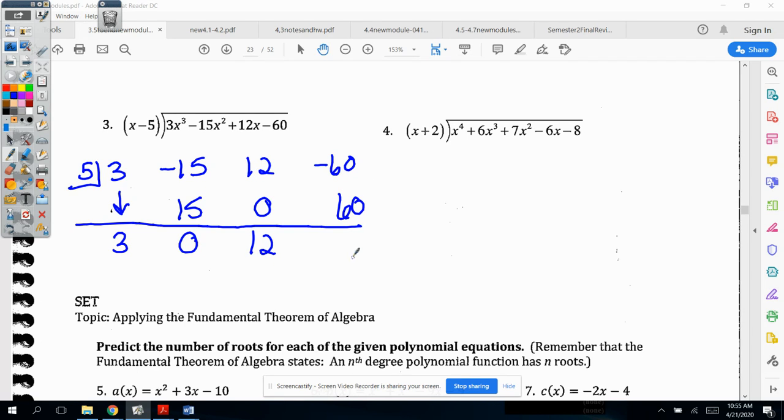It all works out. So what does this mean for me? It means that's my remainder, my number. It means there's no x. That's okay. But there is an x squared. So my answer is 3x squared plus 12.